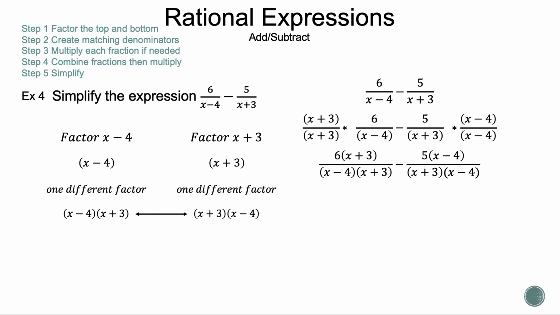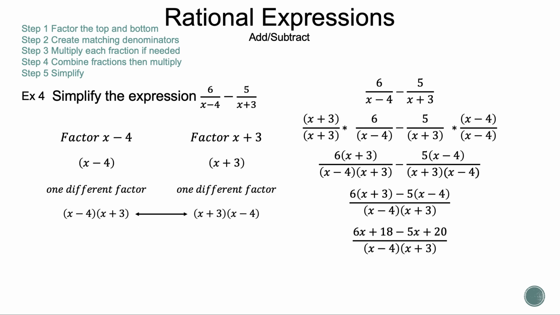Now, let's get rid of the multiplication signs and smash those terms together. What do we think is the next step? That is correct. We can combine our fractions since we have a common denominator. Now, we can multiply. So let's distribute the 6 to each term in the parentheses and the minus 5 to each term in the parentheses.